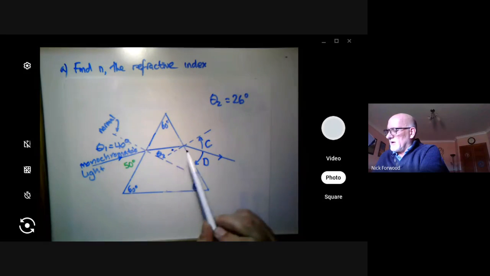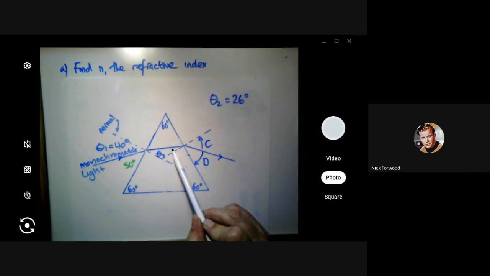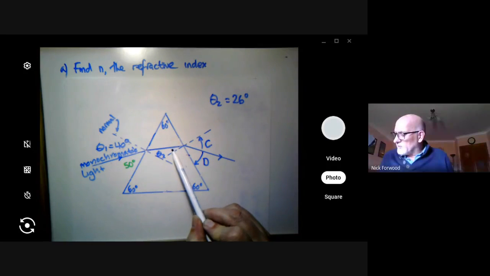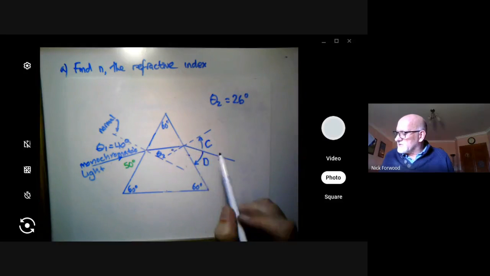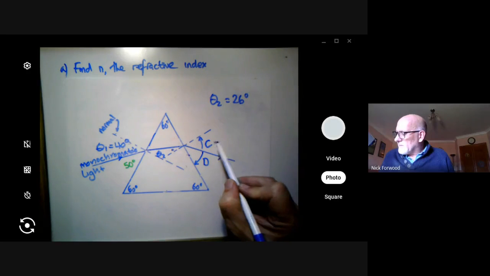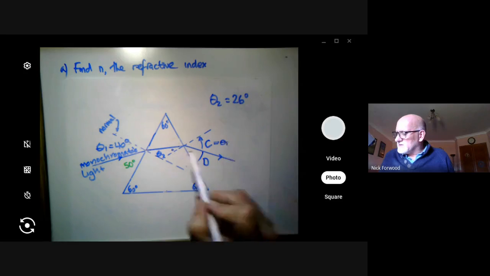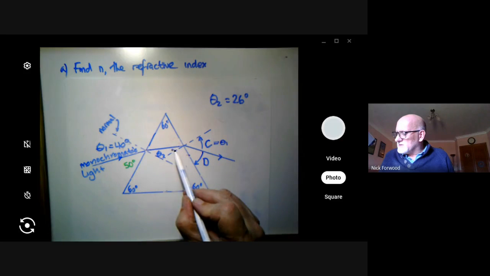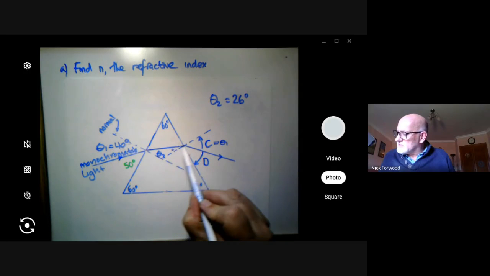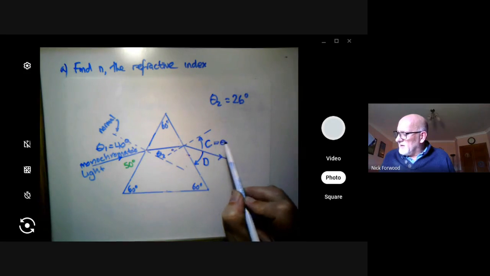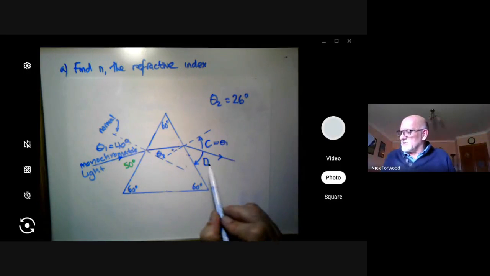If I can work out this angle here, which is theta 2 for this beam of light going out, then I can work out angle C. Now, angle C is theta 1. This is theta 2. I haven't got enough space to write it in, but it's repeated. Theta 2 is always inside the material. Theta 1's on the outside. If I can work out that angle, I can use Snell's law to work out that. And then the next question says, work out this angle D.